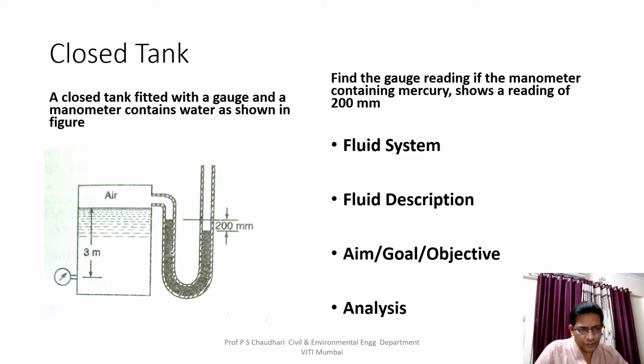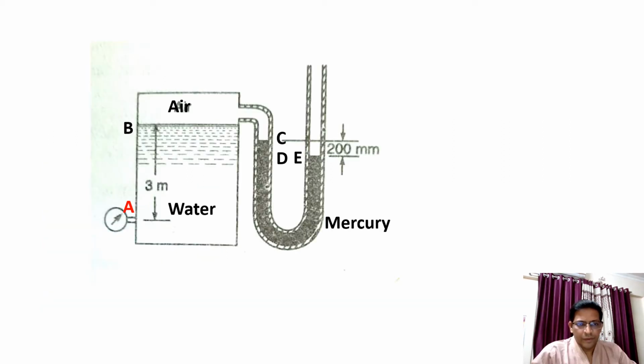About the fluid inside the system: water in the tank, air, and mercury in the U-tube manometer. The first step in a manometric equation is to mark all fluids: air, water, and the manometric fluid mercury. Point A represents the mechanical gauge point.